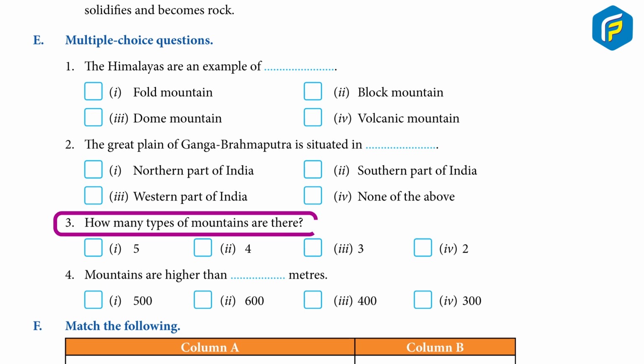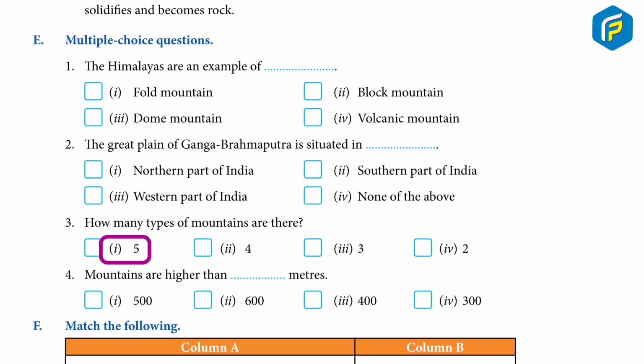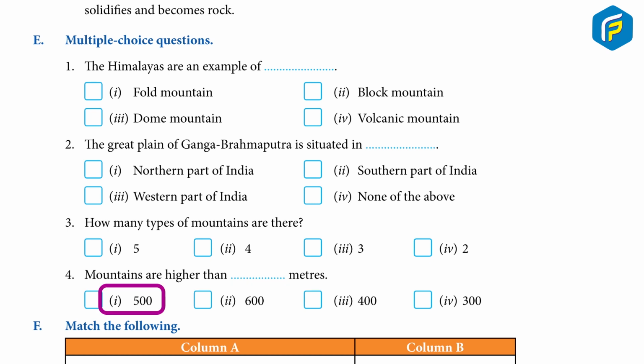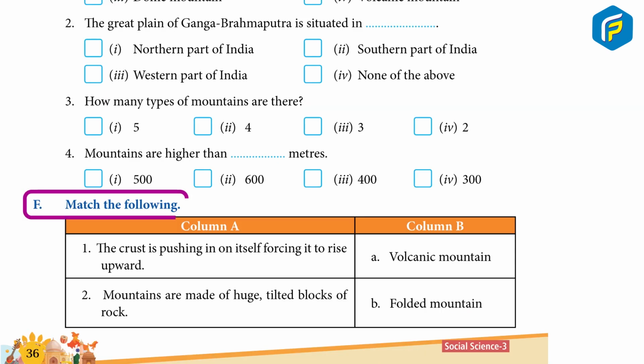3. How many types of mountains are there? 1. 5. 2. 4. 3. 3. 4. 2. 4. Mountains are higher than dash meters. 1. 500. 2. 600. 3. 400. 4. 300. F. Match the following.